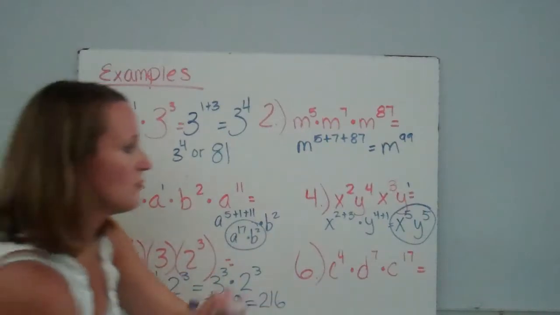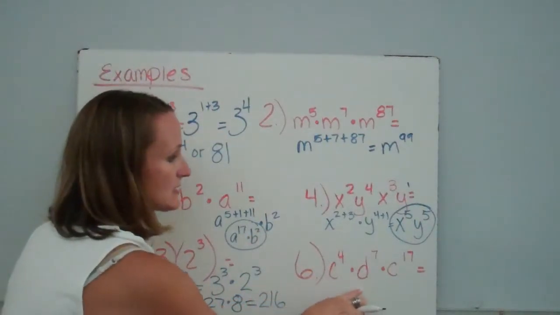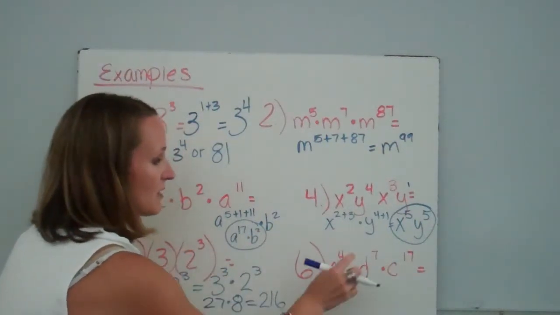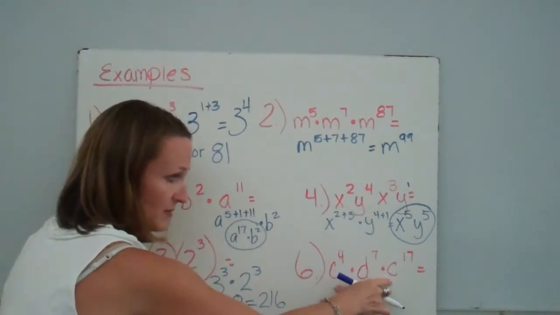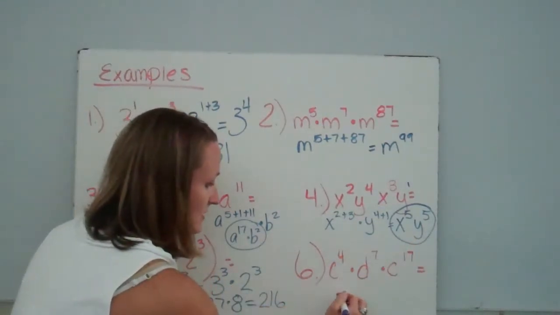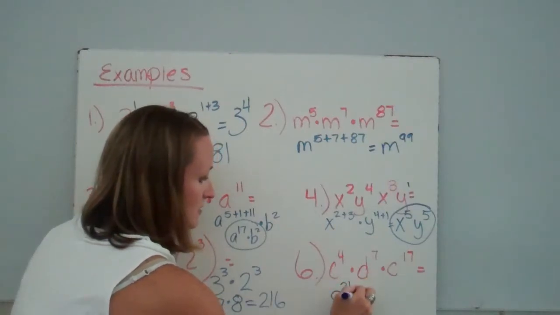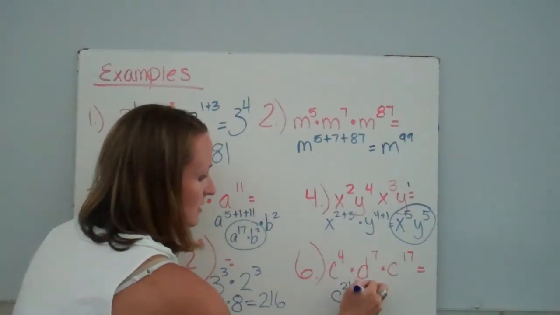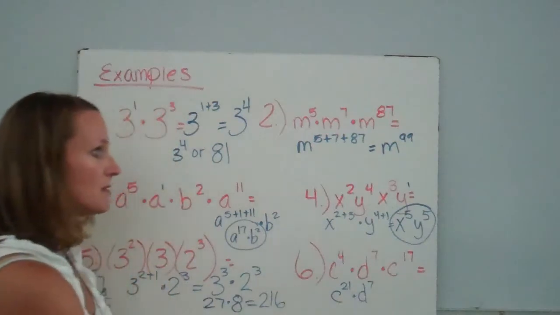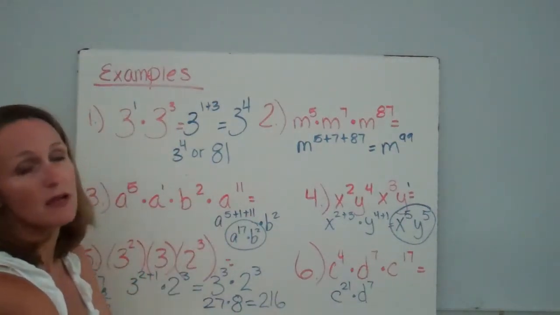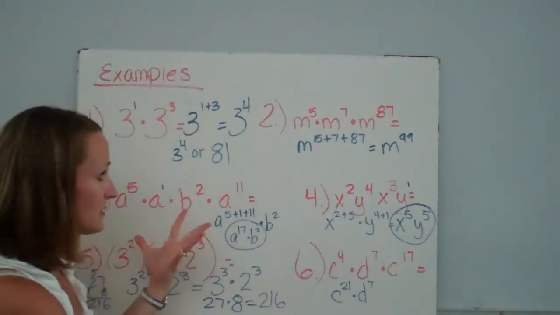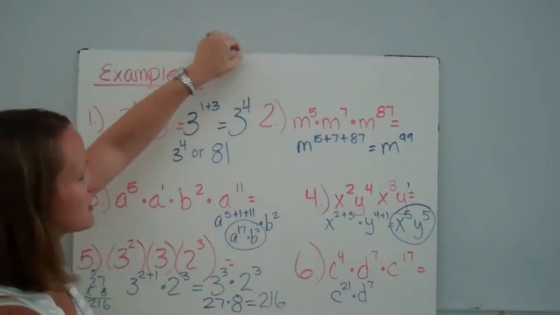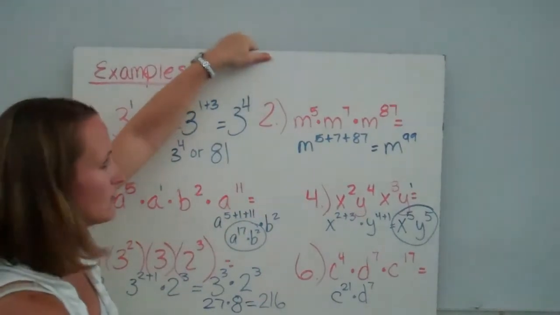Okay? One more. We have c to the 4th, d to the 7th, c to the 17th. 2 common bases, so 4 plus 17 gives us c to the 21. We leave the d alone. Okay, so this is multiplying numbers or variables with exponents. So now, let's add another layer.